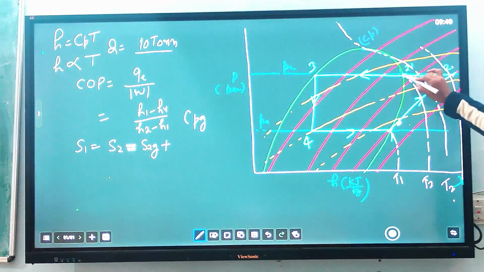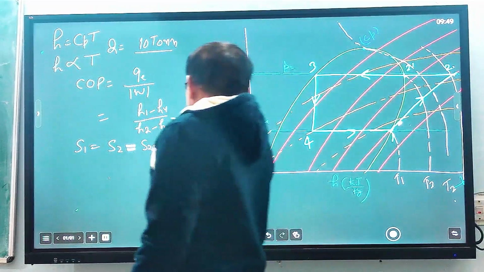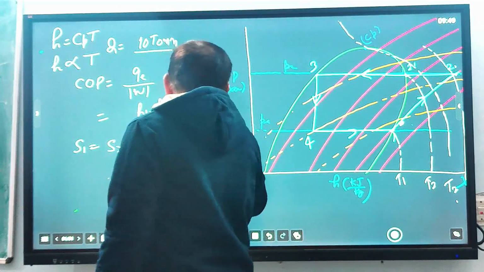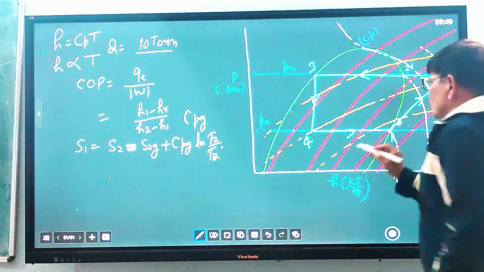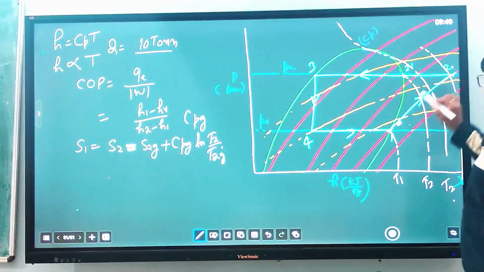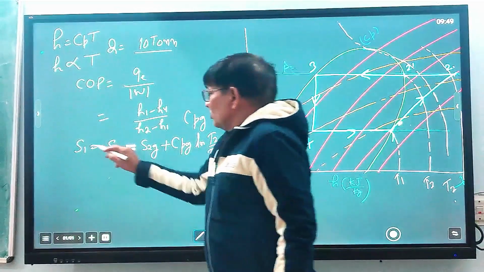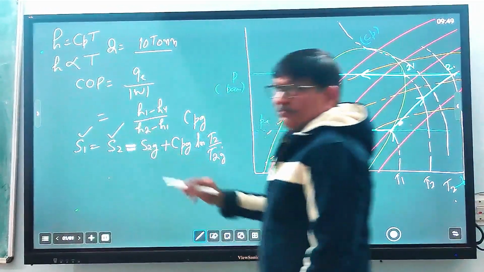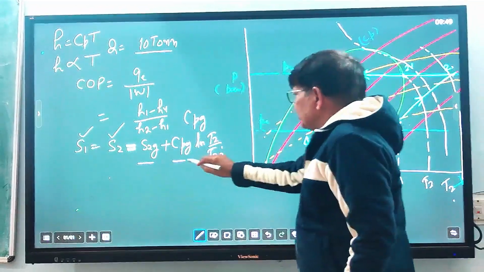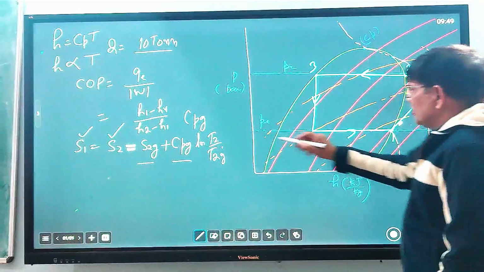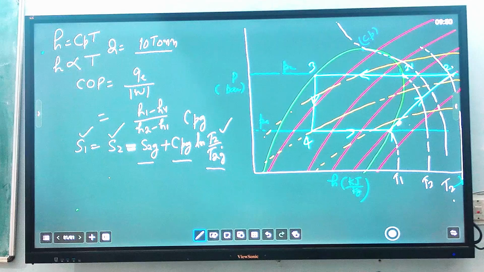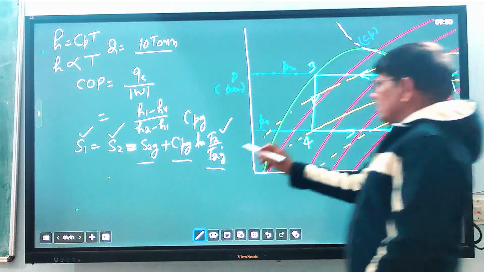You will always find entropy at this point, S2G, plus CPG natural log T2 upon T2 dash, or T2G. Now in this equation, S1 is given in the table, and S1 equals S2. S2G is given in the table. CPG will be given in the data. The only unknown is T2, and the T2G temperature will be given. From this equation you can find out T2.